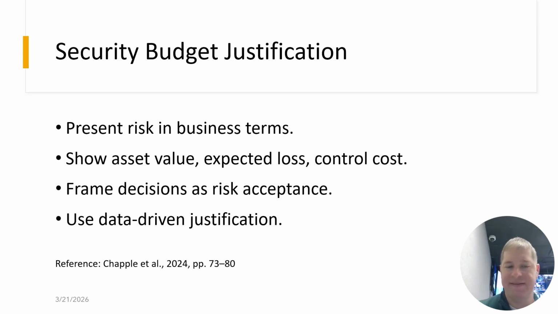One of the biggest challenges in cybersecurity is justifying the budget. Security professionals must present risk in business terms, not just technical language. This includes asset values, expected financial loss, and the cost of controls. For example, instead of saying we need better security, you would say this control reduces the expected annual loss by $50,000 at a cost of $10,000. This approach allows executives to make informed decisions based on risk reduction and return on investment. Framing security decisions in terms of risk acceptance and financial impact is the key to gaining leadership support.